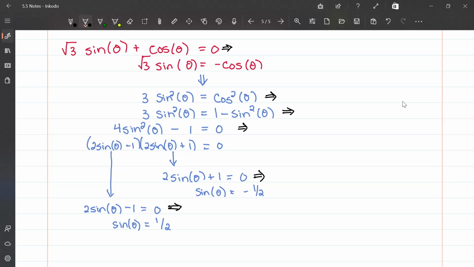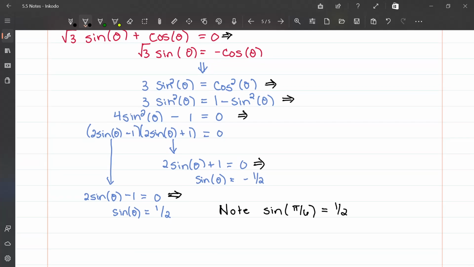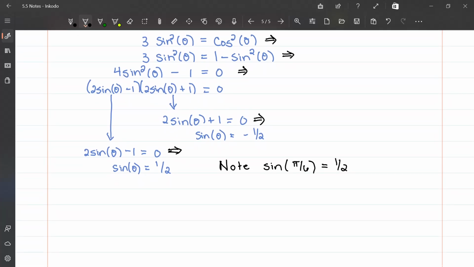I've put the solutions down below. I trust you guys can find them. And I'm going to make an observation. This will just make our lives easier. Note that sine of pi over 6, that would be 30 degrees if we were in degrees, is equal to 1/2. And this will probably tell us what we need to know to finish off this problem.